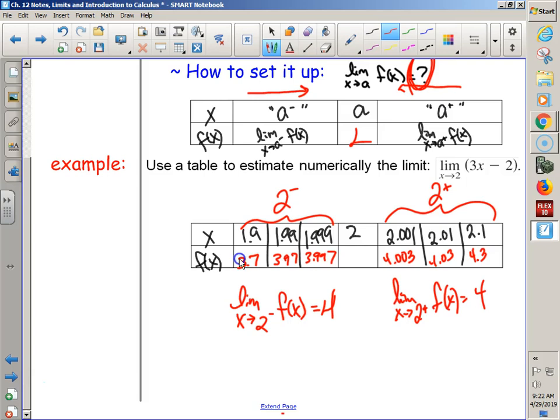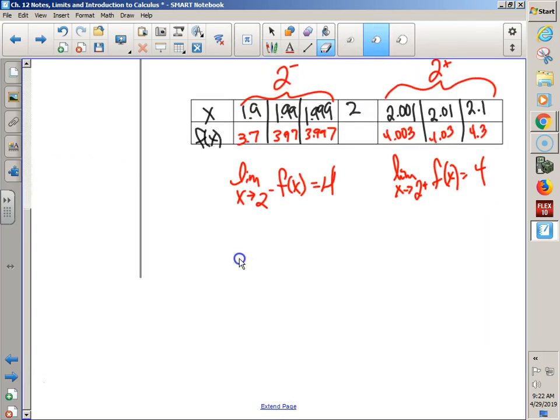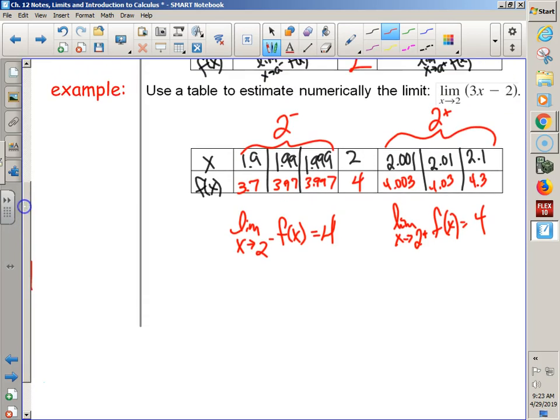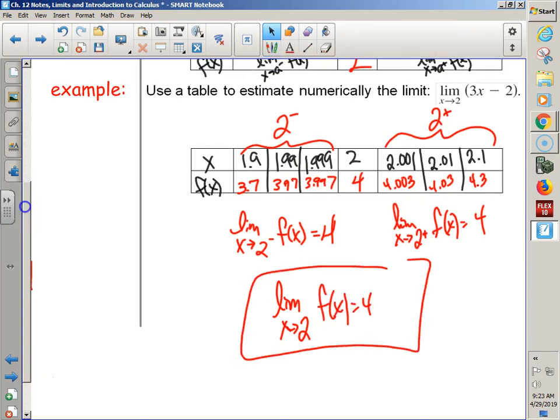Put in, well, hold on. Can I put in 4? Yes. This time. But here's the long story short. The long story short is, what's the answer to the limit as x approaches 2 of f of x? 4.